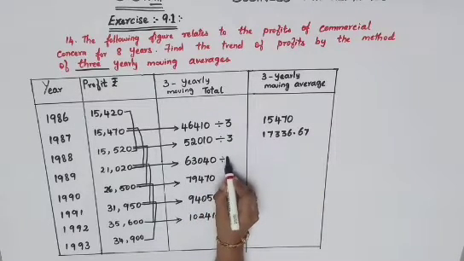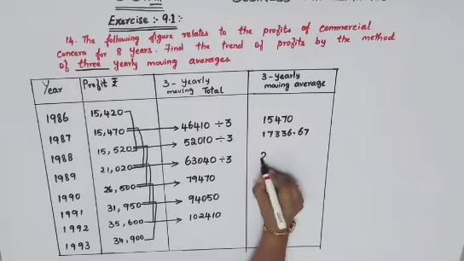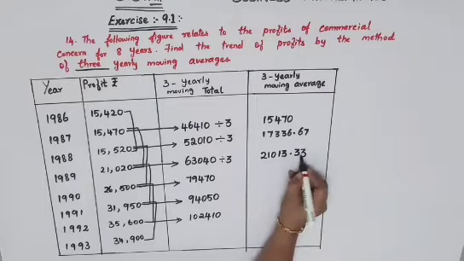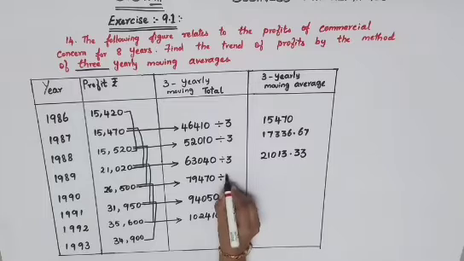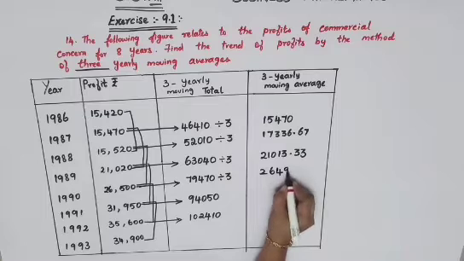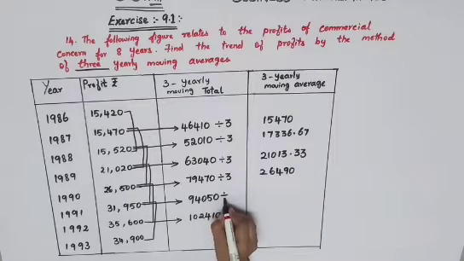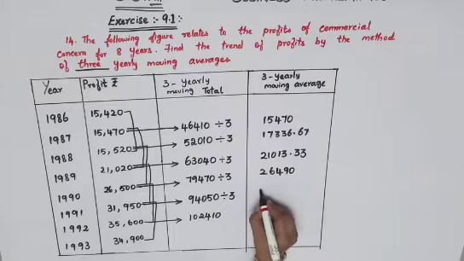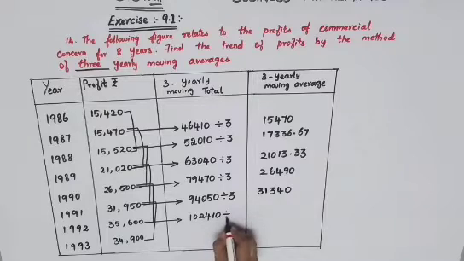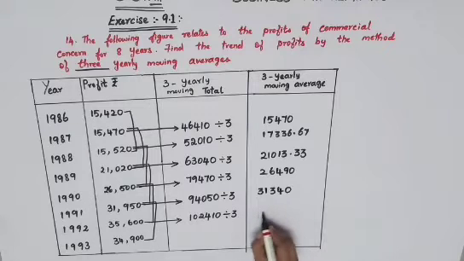63,040 divided by 3 will get your answer as 21,013.33. Next, 79,470 divided by 3 will get it as 26,490. The next number, 94,050 divided by 3 will get it as 31,340. The next number, the last number, that is 1,02,410 divided by 3 will get your answer as 34,150. So this is your 3 yearly moving average.